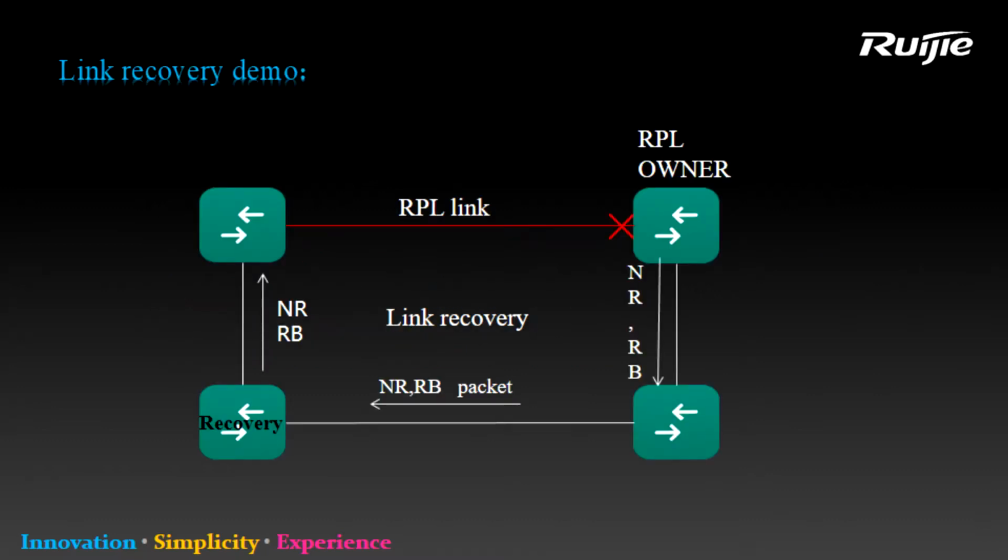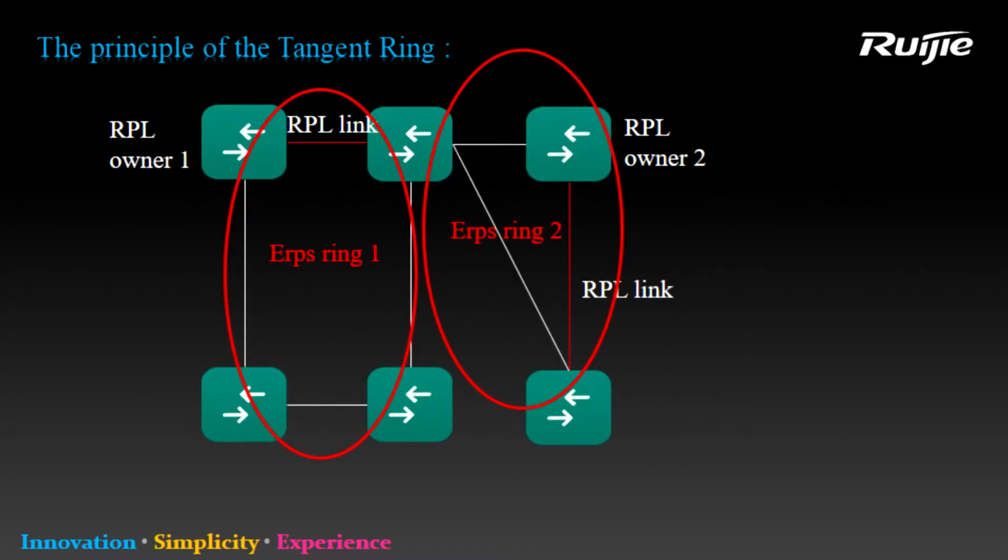Okay, when the WTR timer is exhausted, the owner node blocks the RPL link and sends NR RB message. Once receiving the NR RB message, the node will open the previously blocked port, and the link will recover. Okay, till now, we have finished the learning of single ring working mechanism.